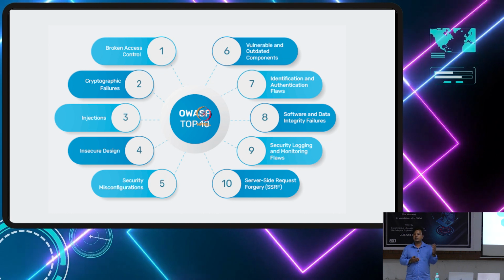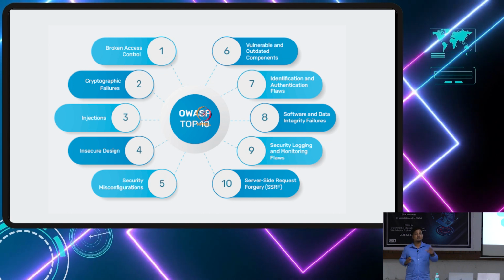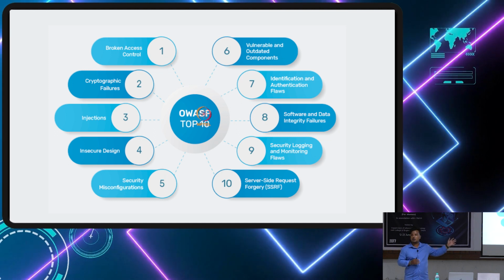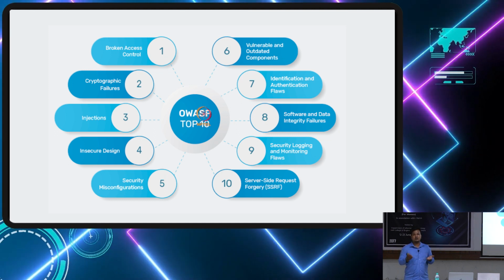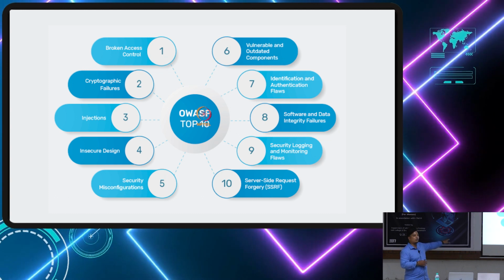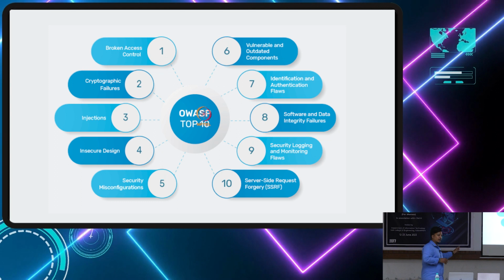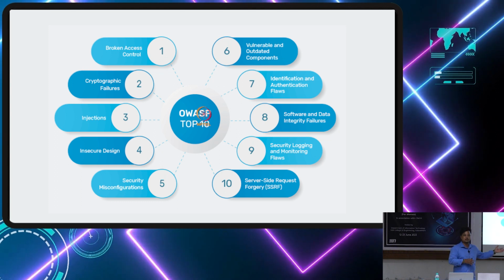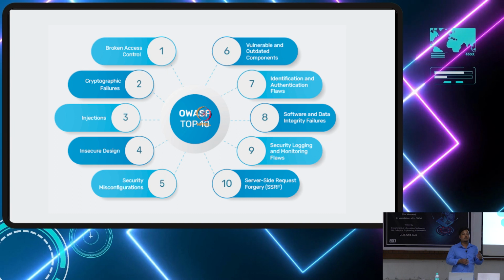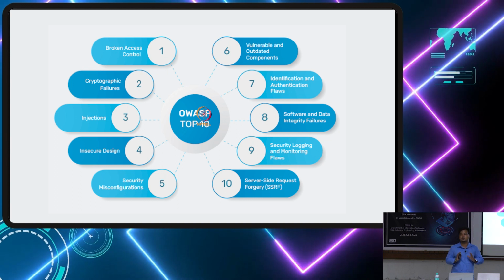Every three years, they list out the top 10 vulnerability attacks, based on the impact and the likelihood. Likelihood means how frequently it's happening. Even if you go for any interview, if you want to become a pen tester or hacker, they will ask this question first: what is the top 10? Tell me about the vulnerabilities, how we will test, how we will mitigate. Mitigate means how we can fix the vulnerability.